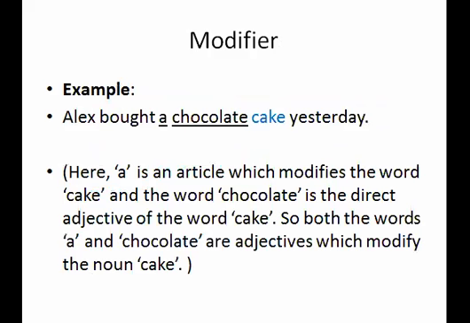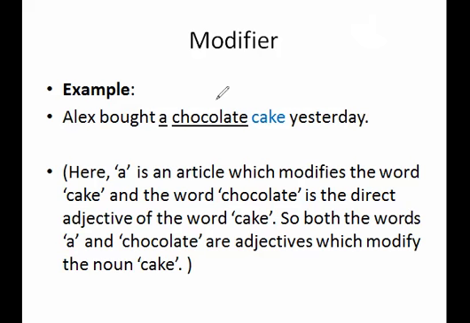Let's look at an example to understand the concept of modifier. Alex bought a chocolate cake yesterday. In this example, a is an article. Do you know the other articles? There are 3 articles in English language: a, an, the. Remember that all 3 articles are also a kind of adjectives because they tell you something about the noun.